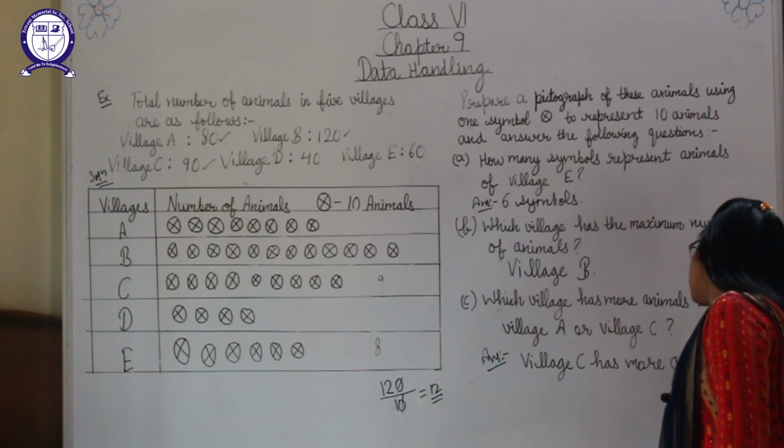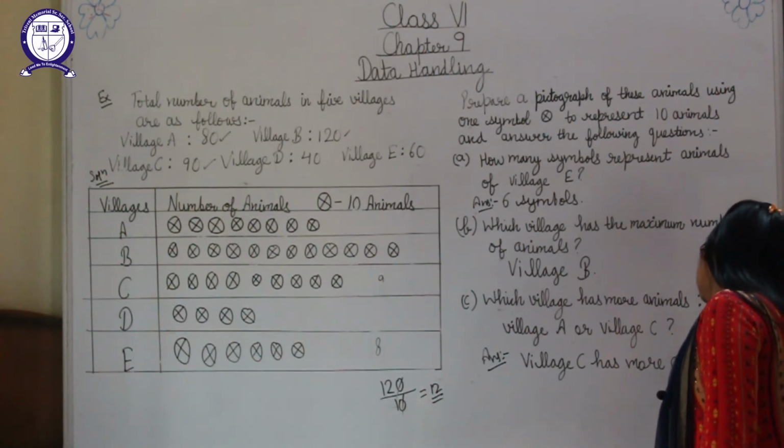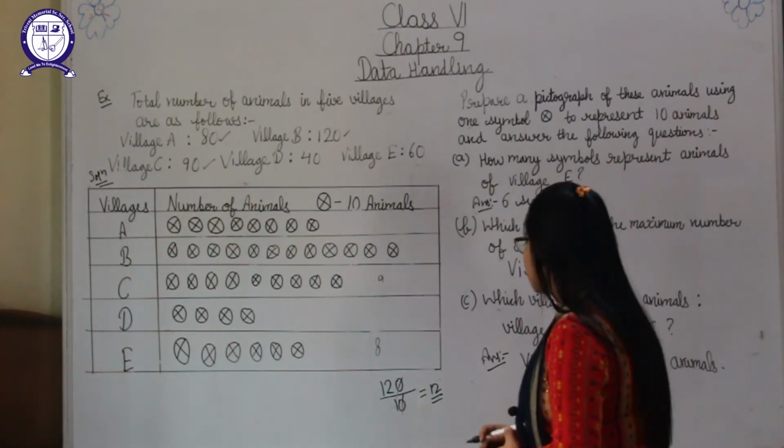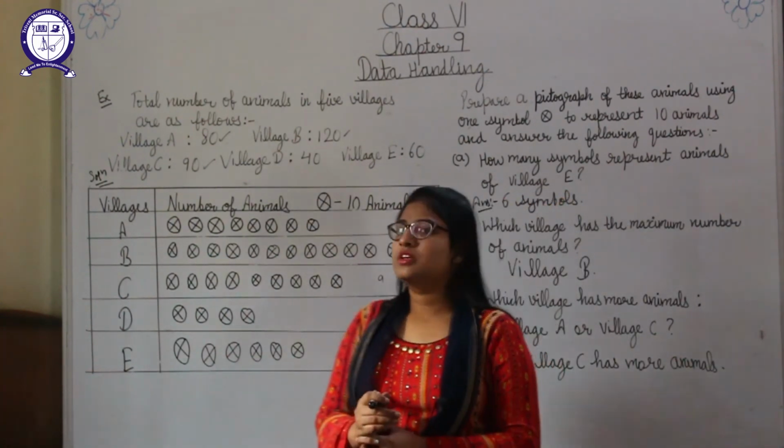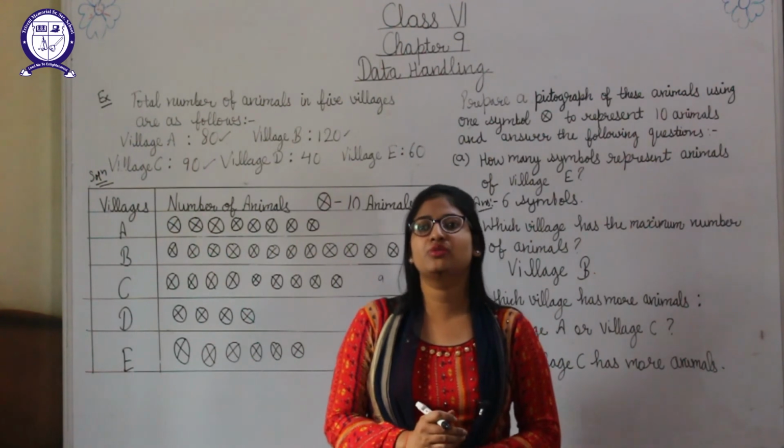Okay, and if they ask you how much more, then 90 minus 80 is 10, which means 10 animals are more. So students, that's the topic related to your pictograph.